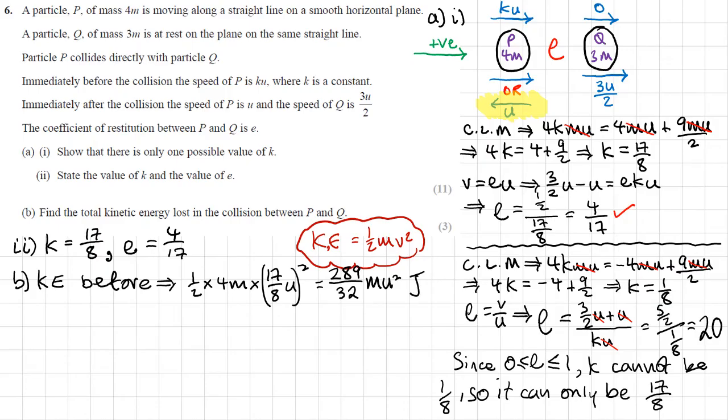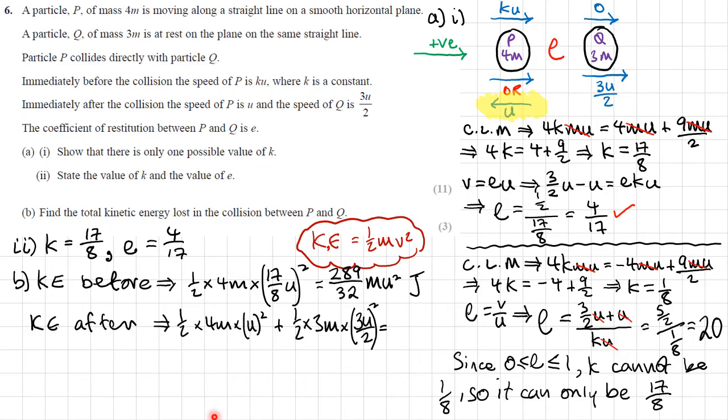So now we'll look at the kinetic energy after the collision. There's going to be some kinetic energy from both of them, P and Q. So that will be what we get from P, which is half mu squared, because its velocity is u, and then from Q, half 3m times by its velocity 3 over 2 u all squared. So if we work that all out, we'll get 43 over 8 mu squared joules.